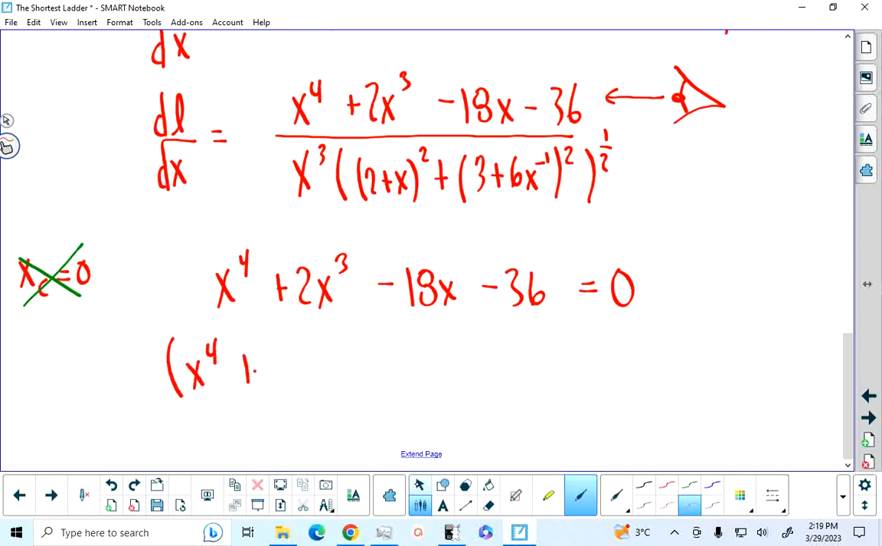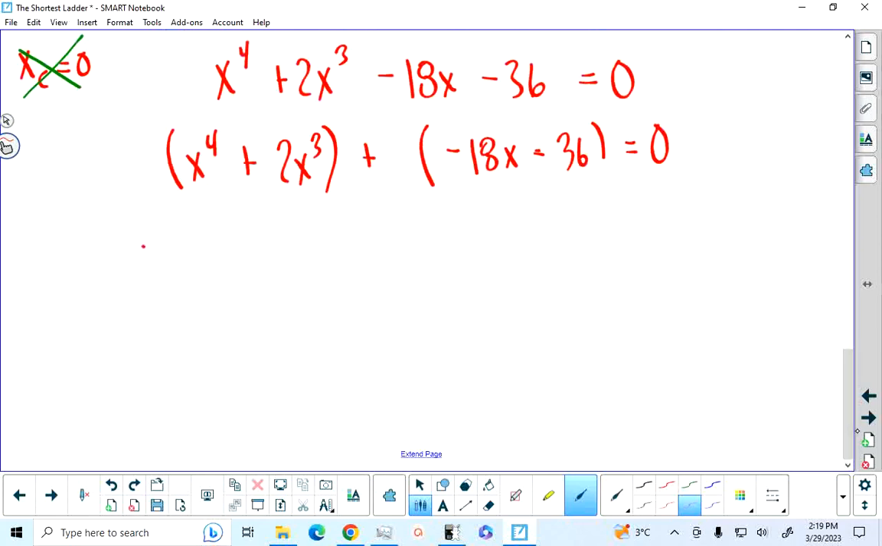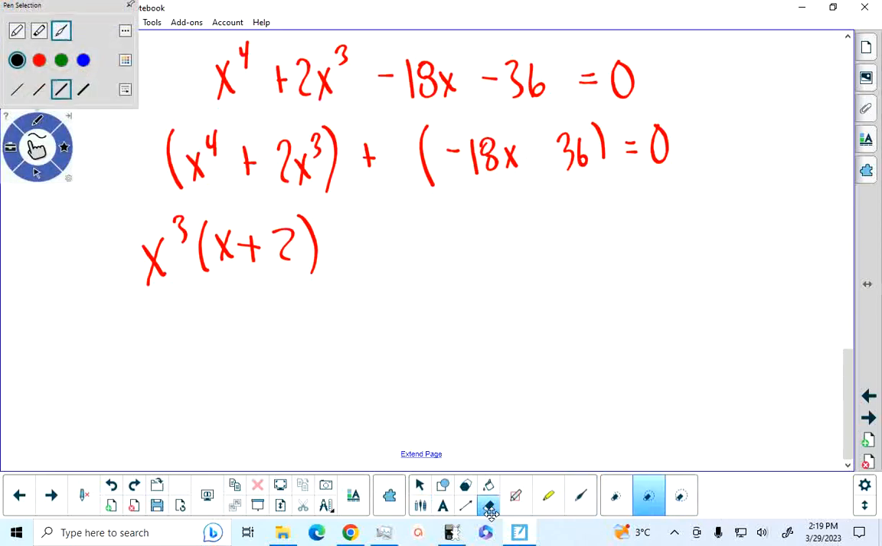time to time. We're going to group the first 2 terms together, and we're going to group the last pair together. Remember, this is equal to 0. I can, out of the first term pair, factor out x cubed and be left with x plus 2. The idea behind factoring by grouping now is that you want to see if you can factor something out of the second pair that leaves you with exactly the same thing you're left with when you factored the first pair. And if I factor negative 18 out, I'm left with x plus 2.